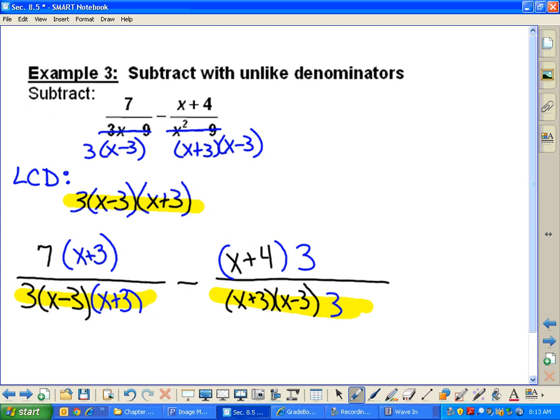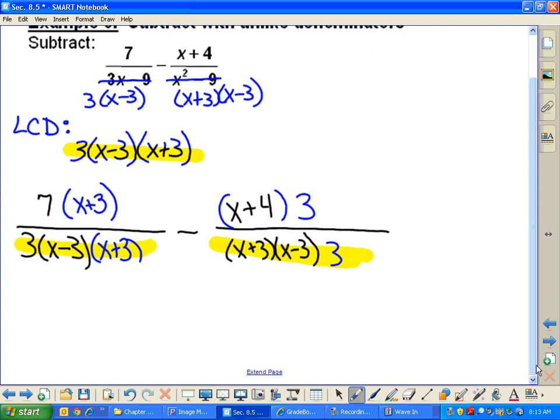Okay, now I'm going to distribute in order to prepare to subtract. So as I look here, I have 7 times the quantity of x plus 3. That's going to make 7x plus 21 over my LCD.